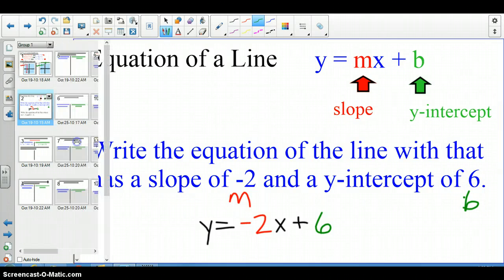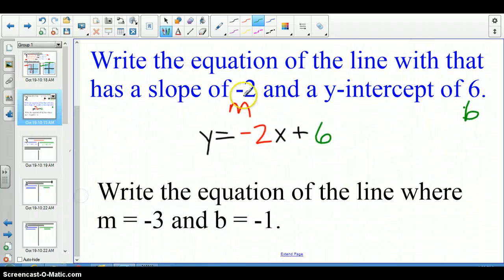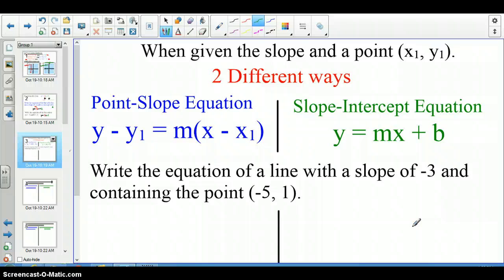So, we could do that next one. Write the equation of this line when the slope is -3 and our y-intercept is -1. So y equals. So my slope is -3, my y-intercept is -1. Those should be pretty simple. Now the next one, we can solve these two different ways when we are given a slope and a point.